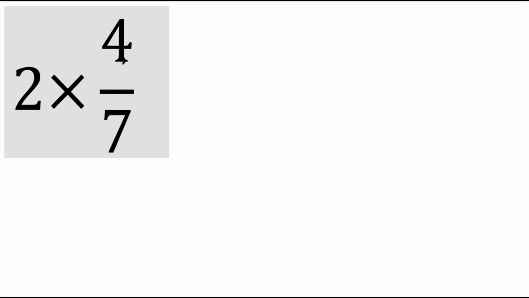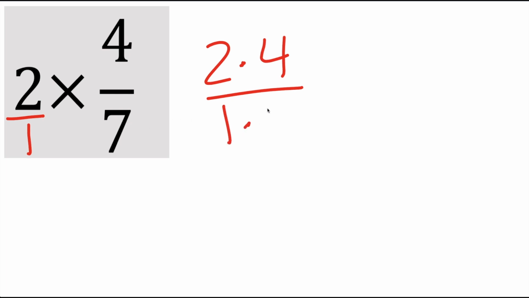This is saying 2 times 4 divided by 7. Maybe if it helps, instead of saying 2, you could say 2 divided by 1. And you'll do the exact same thing. So numerator times numerator, so 2 times 4, divided by denominator with denominator, 1 times 7. You can't simplify anything here, so we have to continue. 2 times 4 is 8, divided by 1 times 7 is 7.